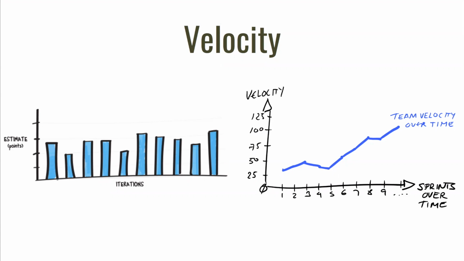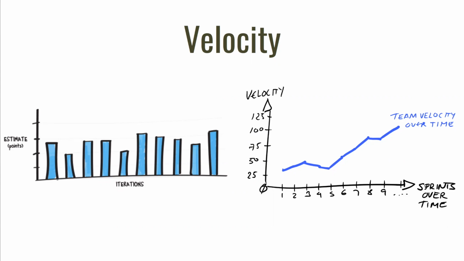Okay, let's move to velocity, burn downs, and burn up charts. So velocity, the team's ability to produce work over multiple sprints. What we're looking at here is two simple little graphs, two simple little ways to track velocity. And usually velocity is tracked in terms of story points. Again, story points are the relative units by which we measure the complexity of a story.